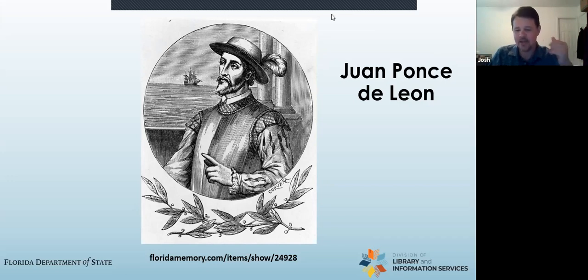So we get Juan Ponce de Leon over in 1493 for his first expedition with Columbus. He got some experience helping Columbus subdue the natives on the island of Hispaniola and the surrounding area. But like any young guy, because he's only in his 20s at this point when he comes over for the first time, he wants to make a mark of his own.